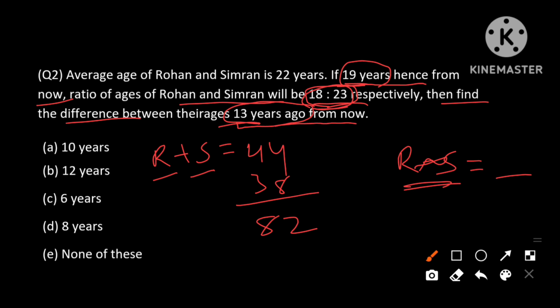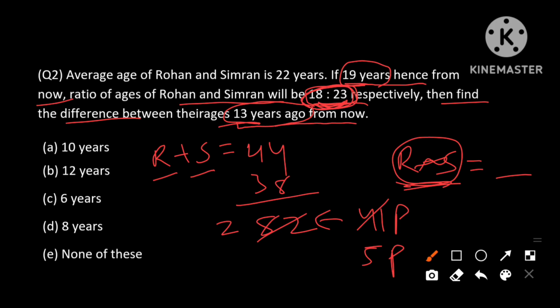Sum of these 18 and 23, we have 41. So 41 parts value is this one, and we need the difference between these two. Difference between 18 and 23 will be 5 parts. So 5 parts value we need to find. 41 into 2 times will be 82. So 5 parts value will be 5 into 2, which will be 10. So answer will be 10 years. Option A is our answer.